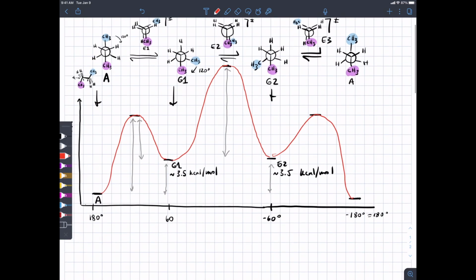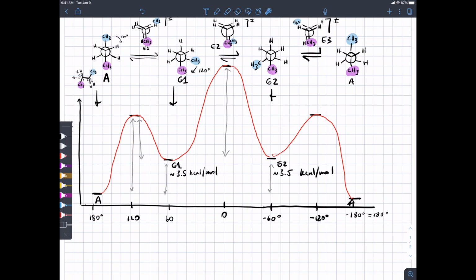Okay. So we could continue to repeat. Let's see, this is about 120. This would be 0. This would be minus 120. All right. So as we rotate completely around this carbon-carbon bond, there are some barriers that are lower than others.